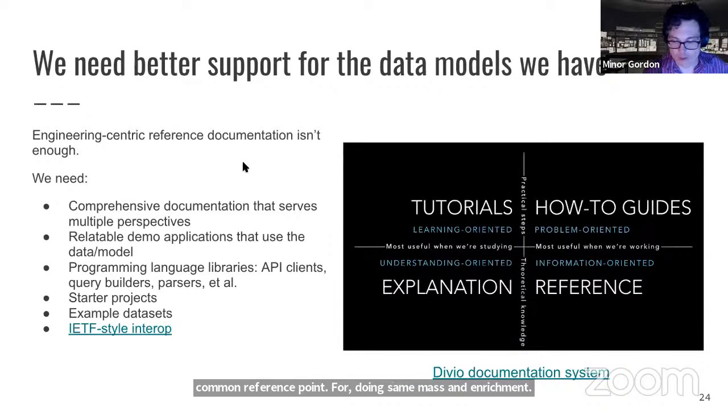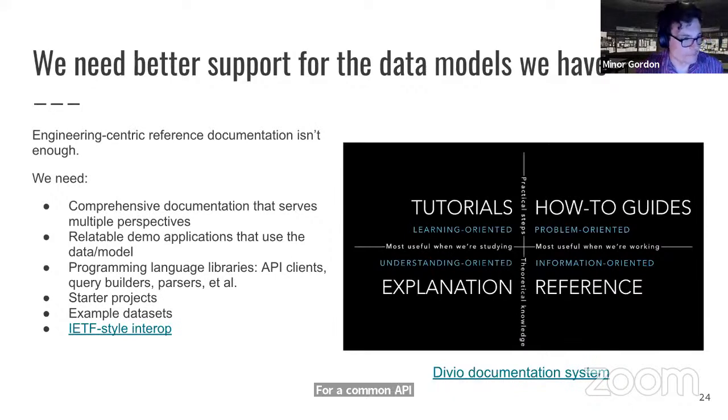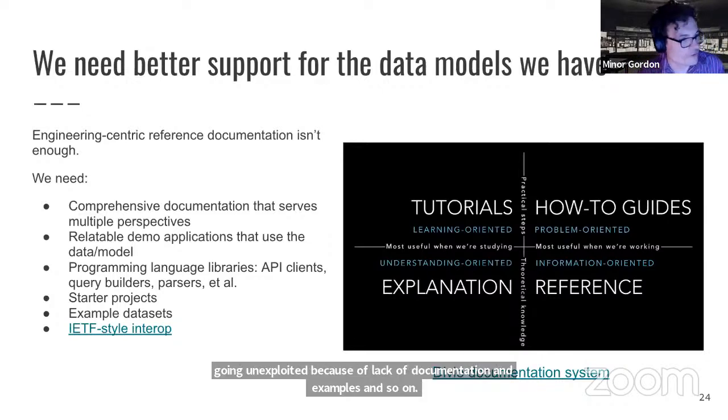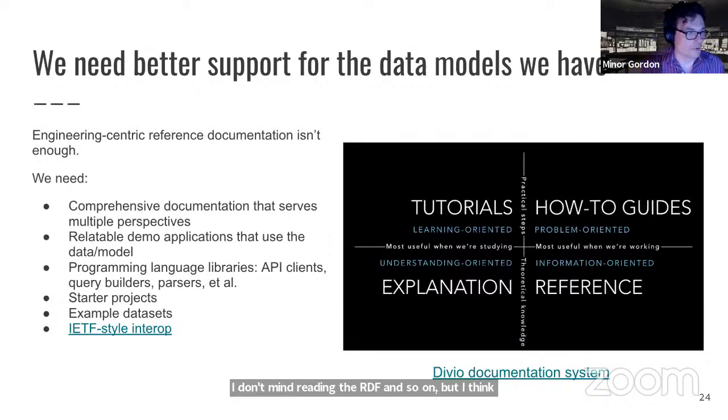The accompanying point is that we have a lot of data models, but if you pick any one of those data models, the support for them is not as comprehensive, we'll say, as what you would find for a common API in an enterprise setting, for example. And I think that's unfortunate because there's so much richness and so much thought there that is going unexploited because of lack of documentation and examples and so on. I'm coming from a background where I don't mind reading the RDF and so on, but I think that is excluding a lot of people.